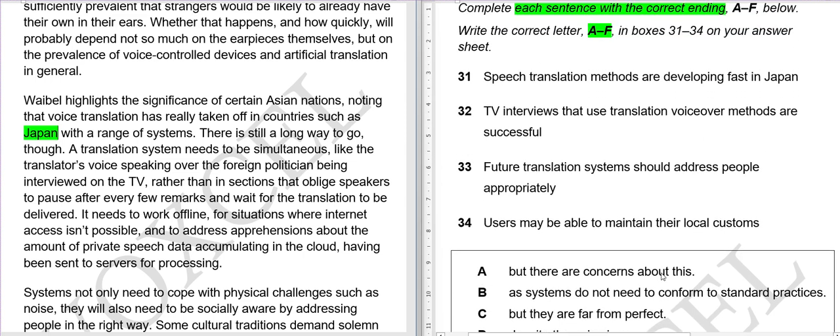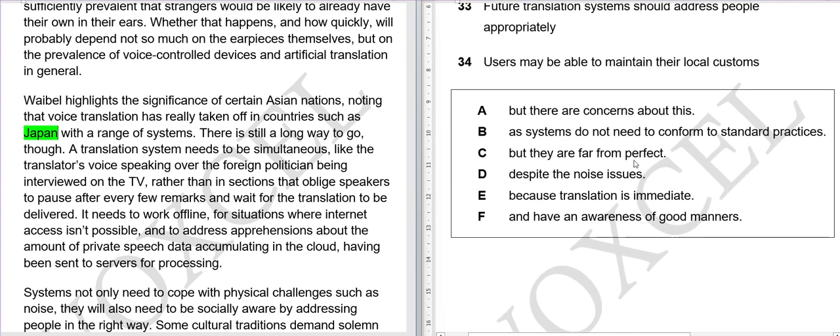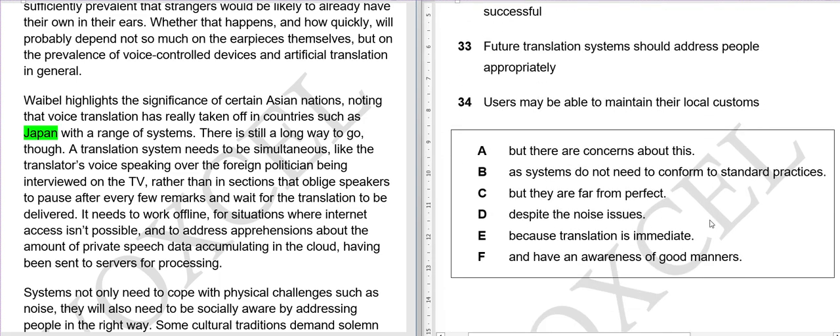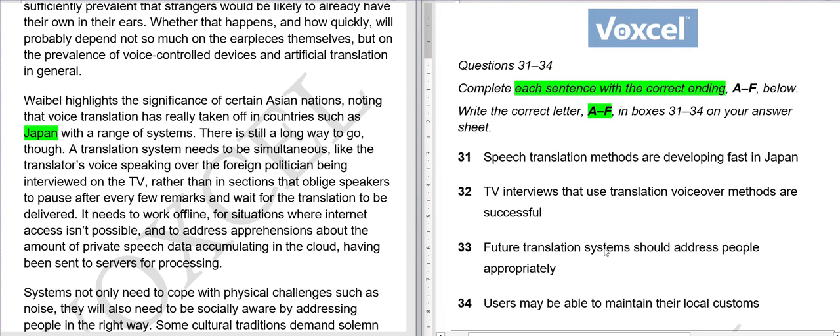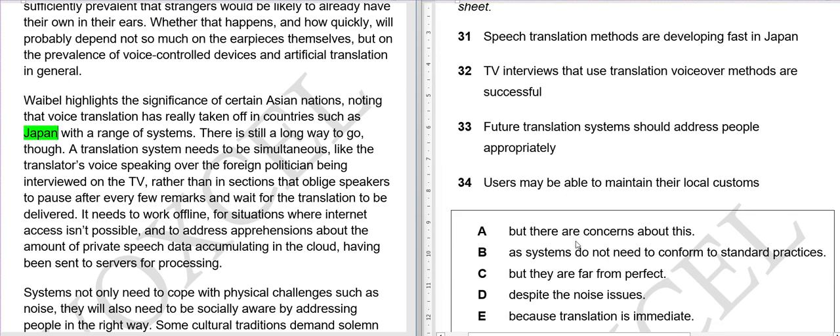Because translation is immediate, okay, it could be. And have an awareness of good manners. So I don't think so. F is grammatically correct, so F cannot be our answer. But other options can be our answer, because whatever your option is, it should be grammatically correct. So we'll read forward. But is this particular thing where it is written developing fast?